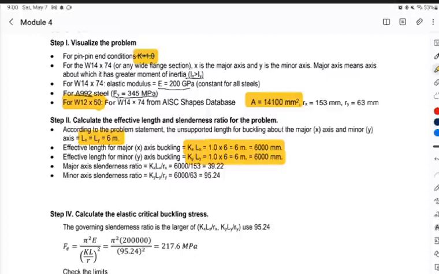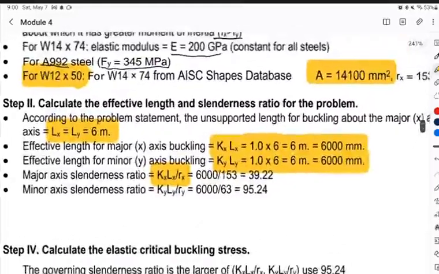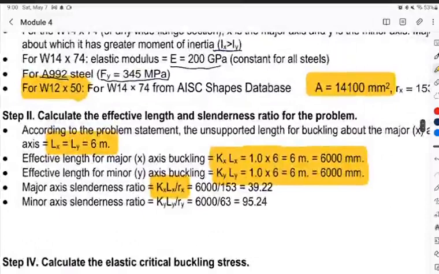Now, what is our major axis slenderness ratio? That's KL over r. Since we are considering the major axis, KXLX over r sub x from above. And that is equal to 6,000 over 153 or 39.22. What about the minor axis? It is KYLY over r sub y.